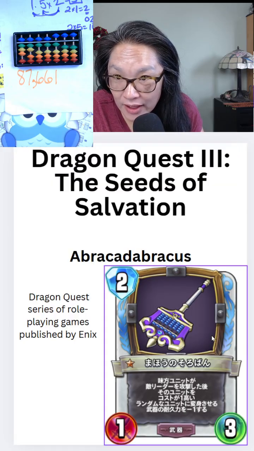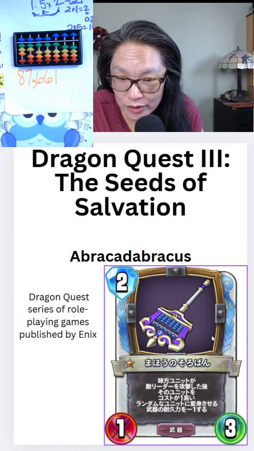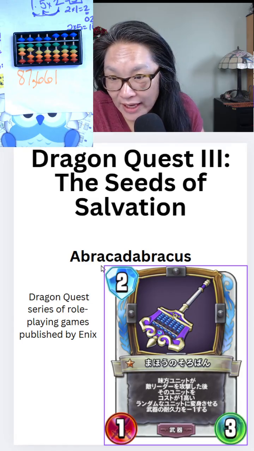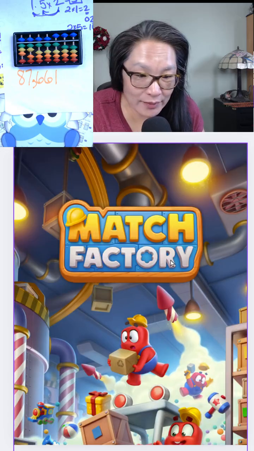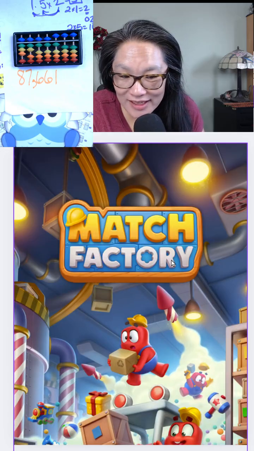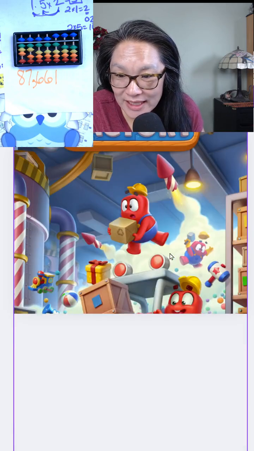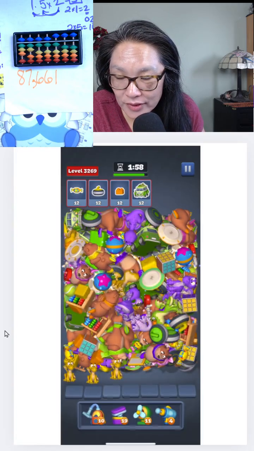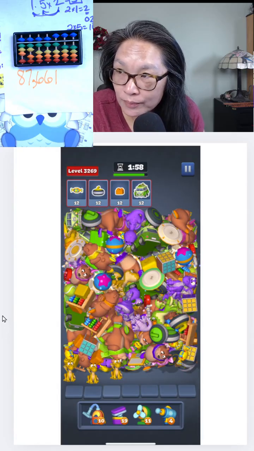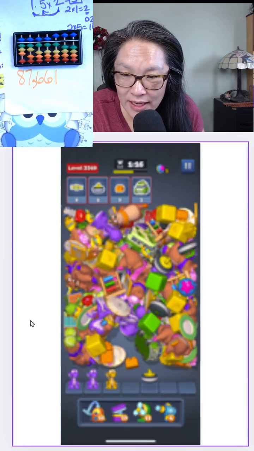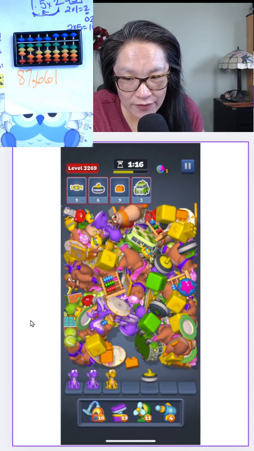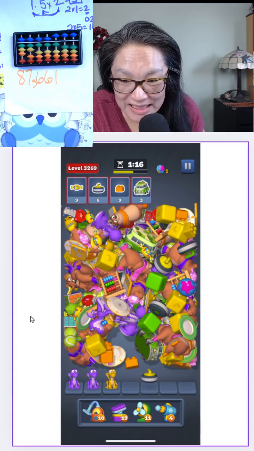We have the Dragon Quest 3. I don't know how many people do Dragon Quest 3. We have an Abracadabracus, and then Match Factory. I'm terrible at math. I need to learn to use an abacus. So Match Factory, inside here, there is an abacus. This is what's probably around the doctor's office. Kind of looks like an abacus, and it actually didn't start off as a toy. It actually started off as a business tool.